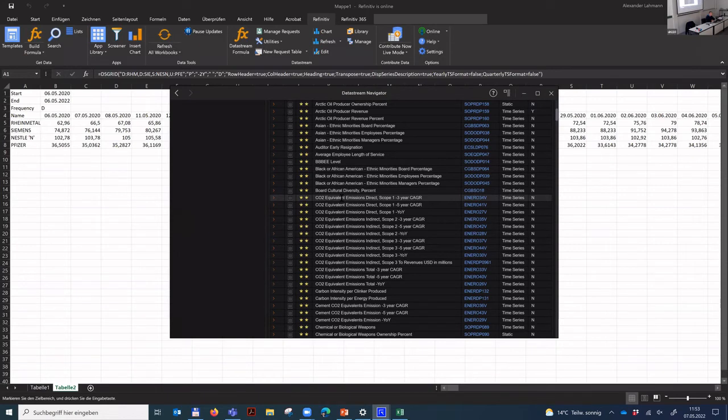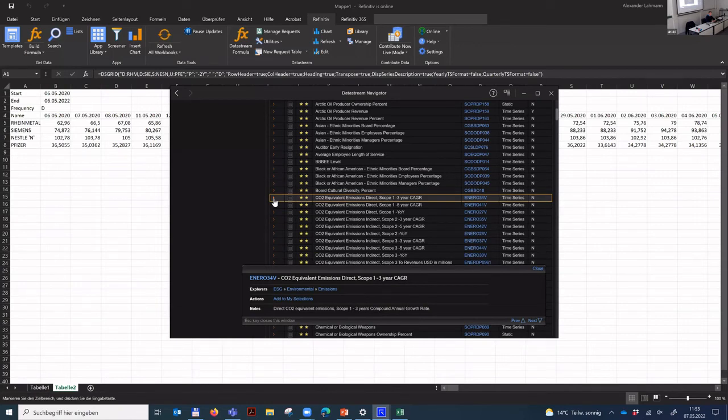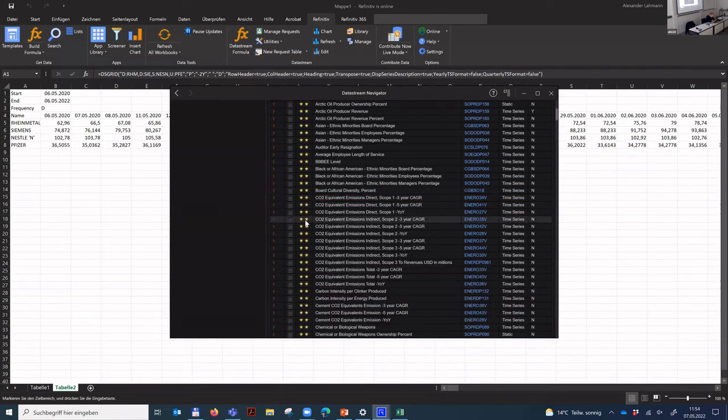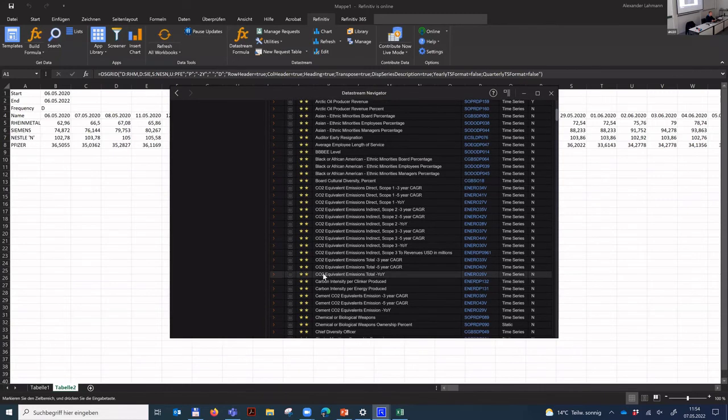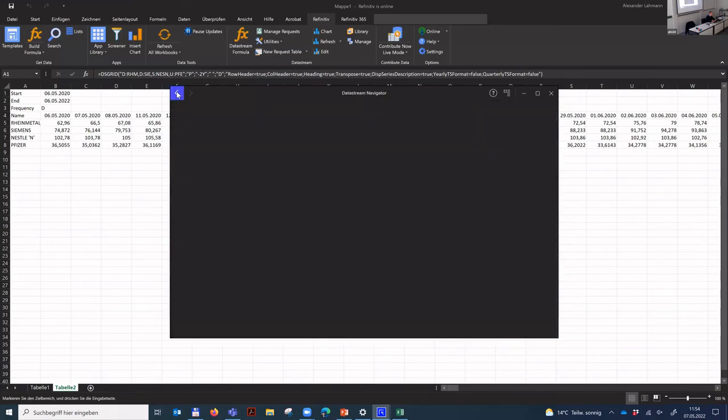If I would like to have information what this is actually all about, I simply press a small arrow over here. And then notice direct CO2 equivalent emissions scope 1 to 3 compounded annual growth rate. So compounded by the annual growth rate, whereas I would like to have the total over the last 5 years and so on. I could look if it's producing chemical or biological weapons for all those. But this is one deep dive you can take. But I would like to go to the standard data types.